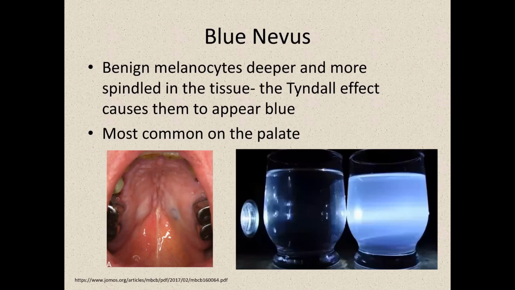And that is when you have light refracted in a certain way, as you're seeing in these two cups right here. If the light is refracted, everything but the blue wavelength is scattered. And it gets scattered because the melanocytes are deeper within the tissue. So by the time the light reaches our eyes, it doesn't appear brown, which is the actual color of the melanocytes. Instead, it appears blue because all of the other wavelengths have scattered. And you can appreciate that the cup that's further away from the light source is blue due to this Tyndall effect. Blue nevi are most common on the palate.